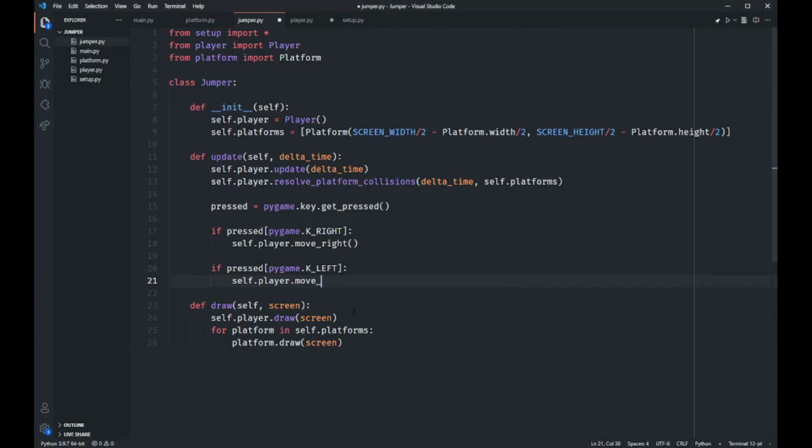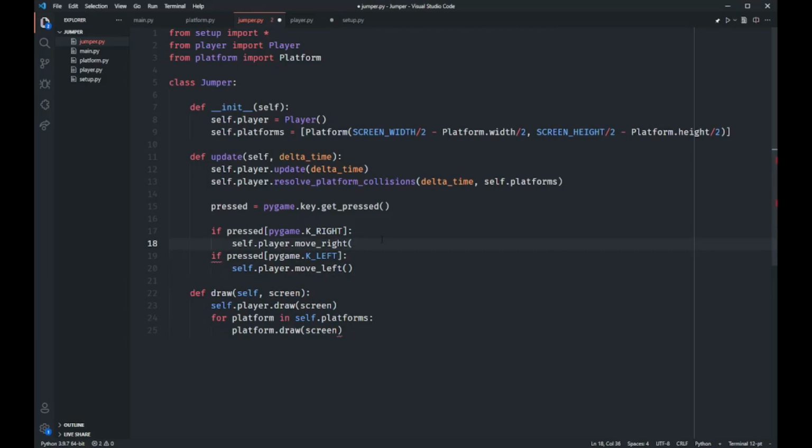So it's move left, right? I'm going to get rid of this space here. What this will do is, every single frame, we're checking the current state of all the keys, and then we're checking is the right key pressed, is the left key pressed. Should be pretty straightforward. So now let's actually implement this move right and move left.